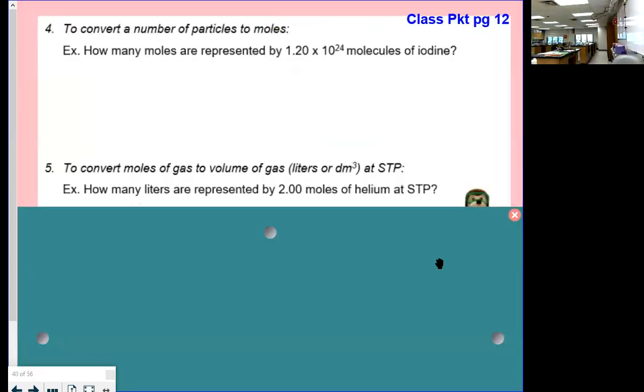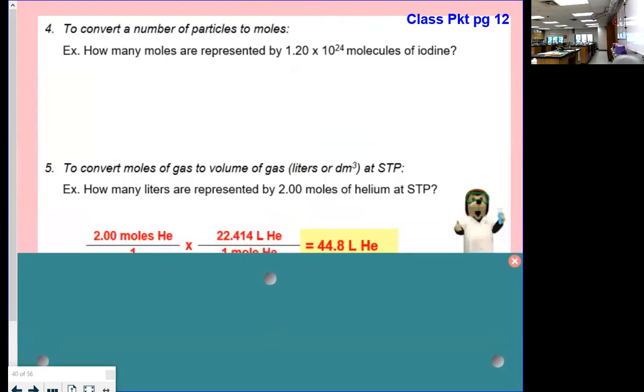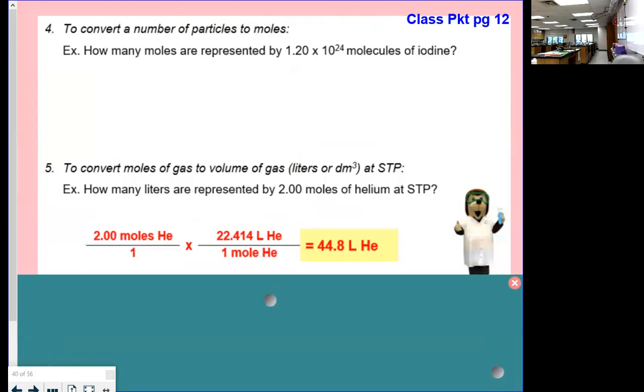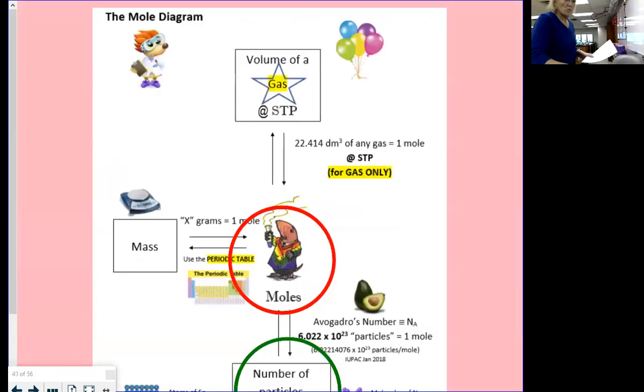So for number 5, you write down what you're given, 2.0 moles of helium. You start with what you're given. Now to convert moles of helium to volume of helium, gas at STP, you use the 22.414. It gives you your answer in liters of helium to sig figs.